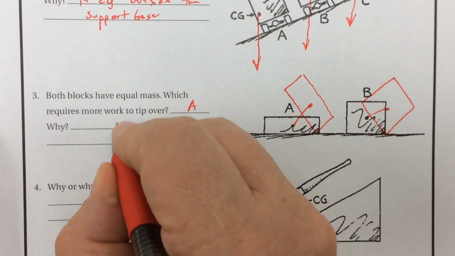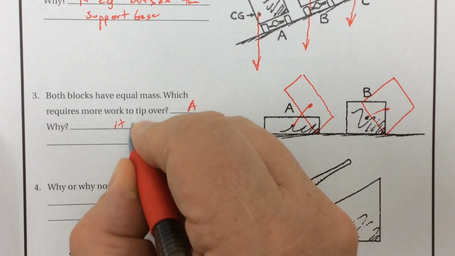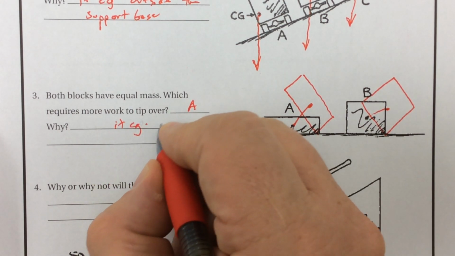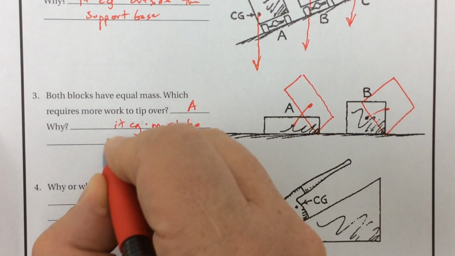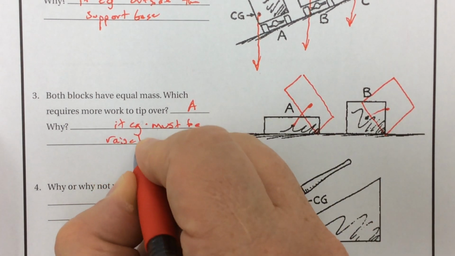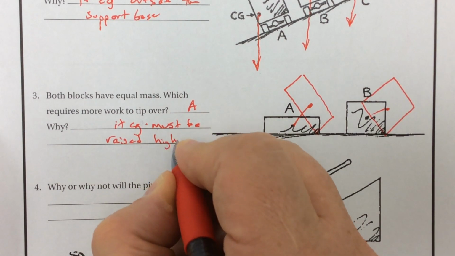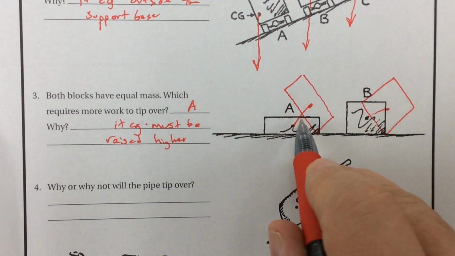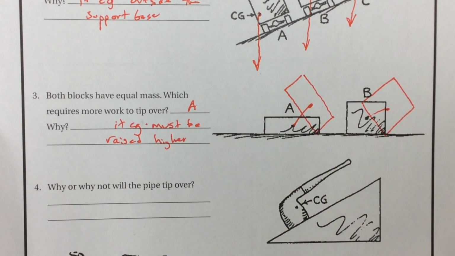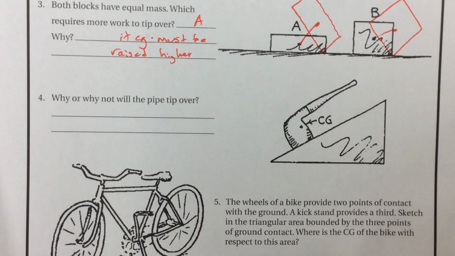Why? Because its center of gravity has to be raised higher. And so that's less likely to happen, so therefore, since it's less likely to happen, that's going to be more stable. Okay, what about this pipe?